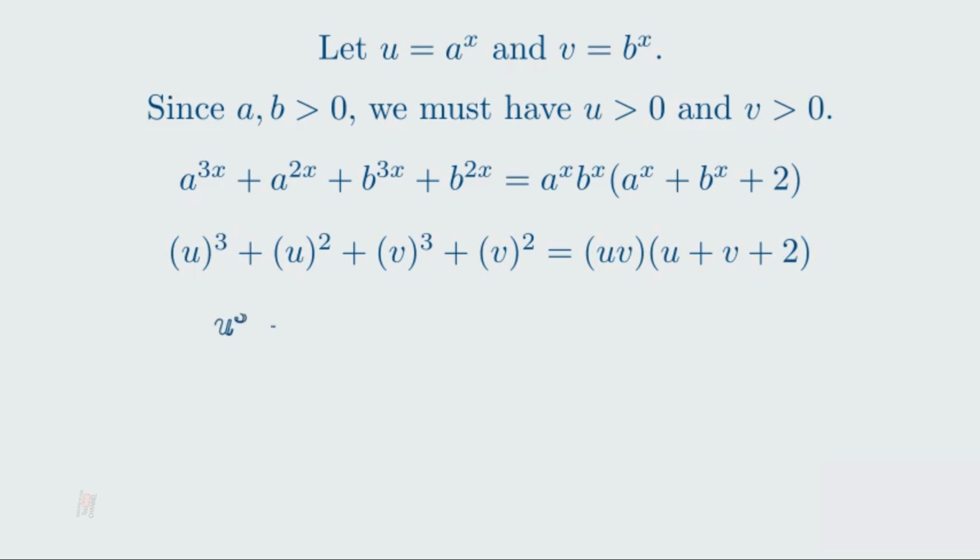Expanding the right side gives us u cubed plus u squared plus v cubed plus v squared equals u times u, which is u squared v, plus uv times v, which is uv squared, plus uv times 2, which is 2uv. Our goal is to find the values of x that make this statement true. Solving this polynomial equation directly can be difficult. A powerful strategy is to transform it into a comparison or an inequality.